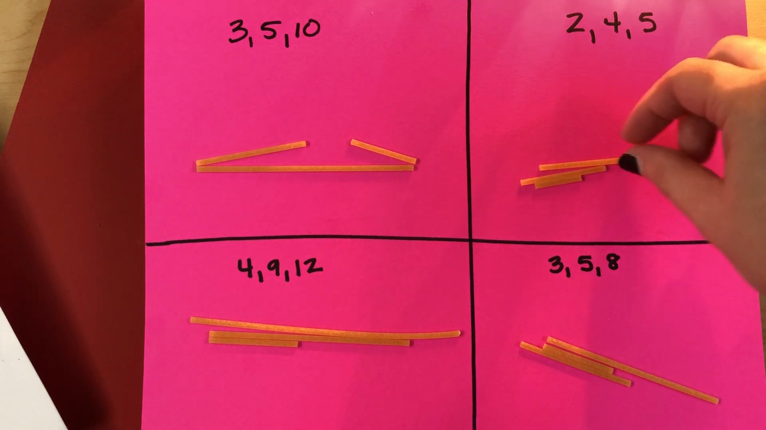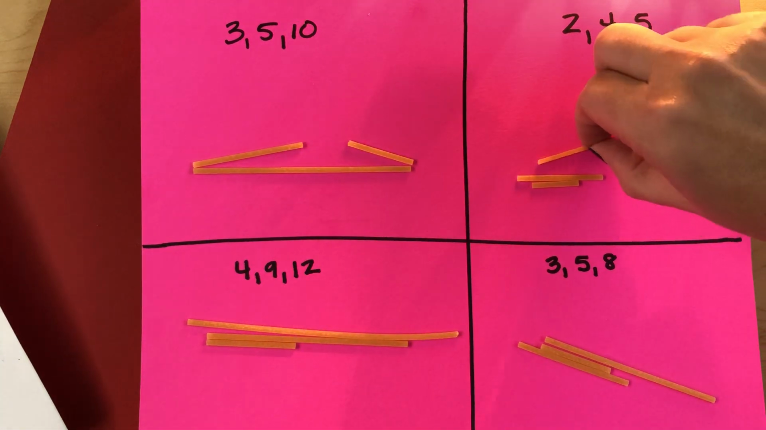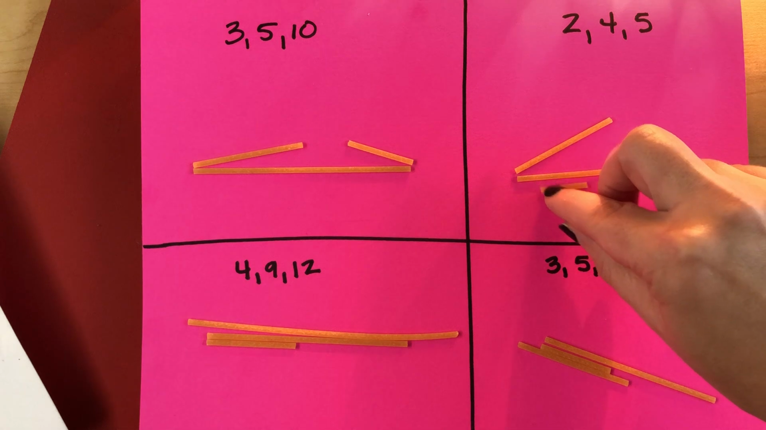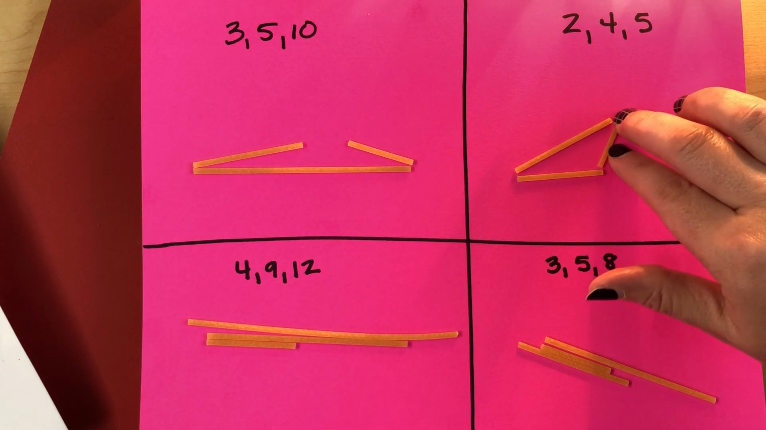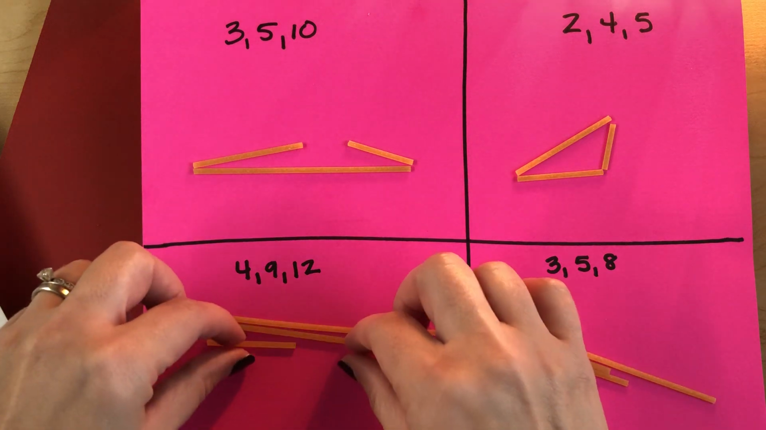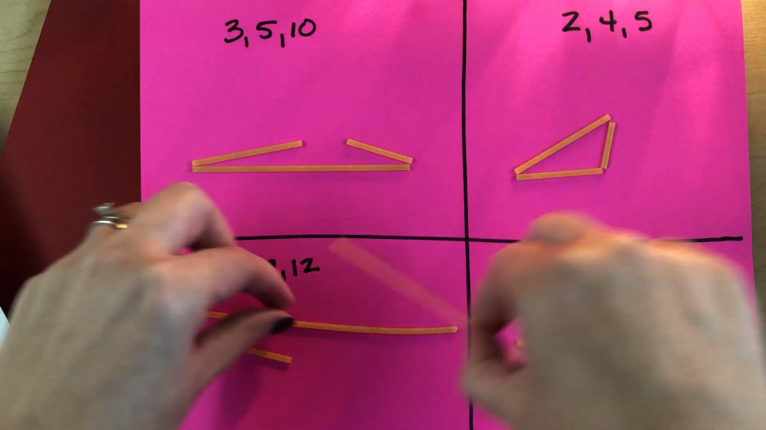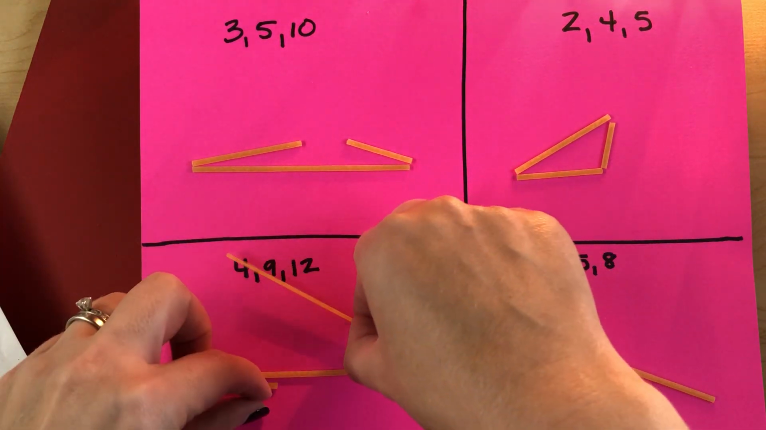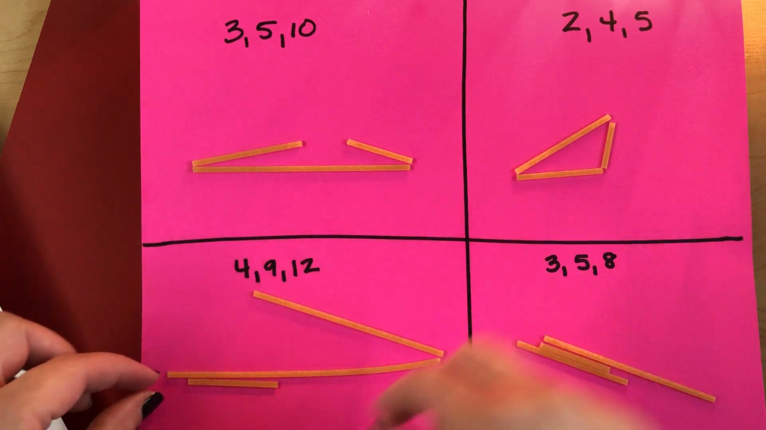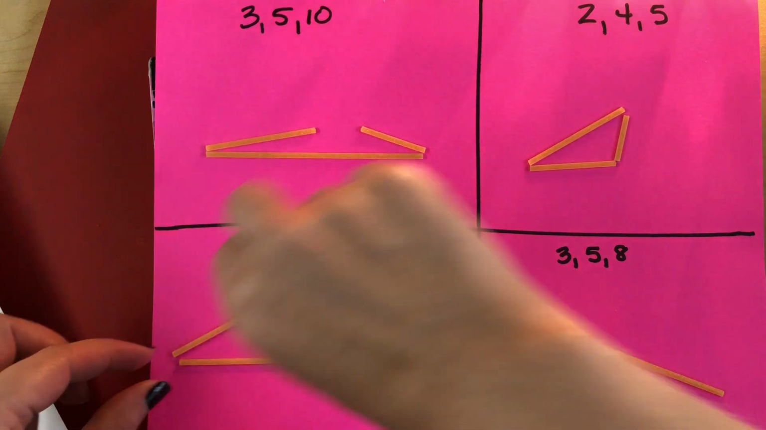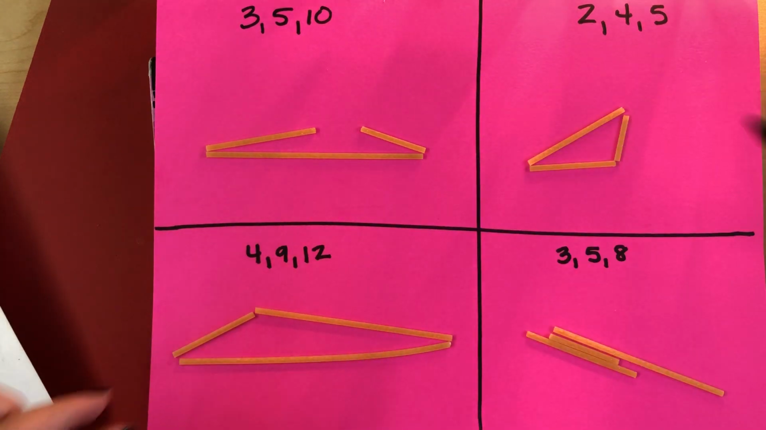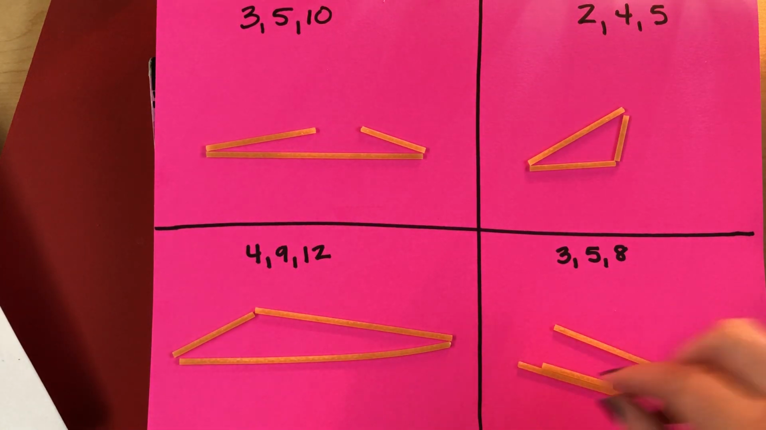The 2, 4, and 5 lengths, if we work on arranging those, will create a triangle. The 4, 9, and 12, my 12 looks like it's a little bit bent, but that's okay. Those also create a triangle.